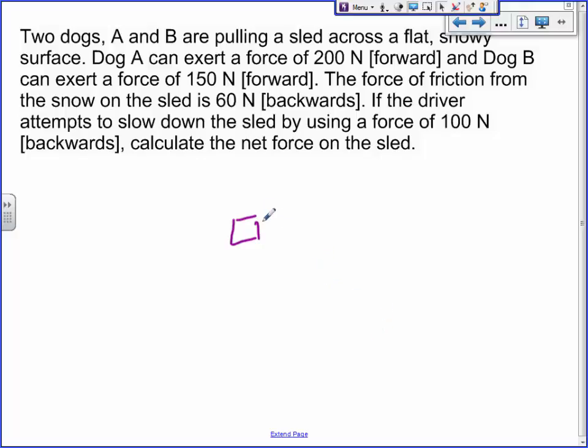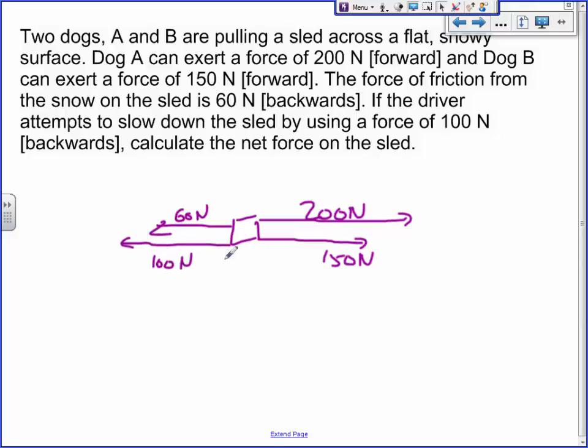Well, it looks like you're getting pulled forward, right? Dog A pulls you 200 newtons forward. Dog B also pulling you forward, but it's not quite as much, right? It's pulling you 150 newtons forward. Okay, the snow on the treads of your sled is pulling you backwards at 60 newtons. The driver himself tries to slow himself down by pulling backwards at 100 newtons.